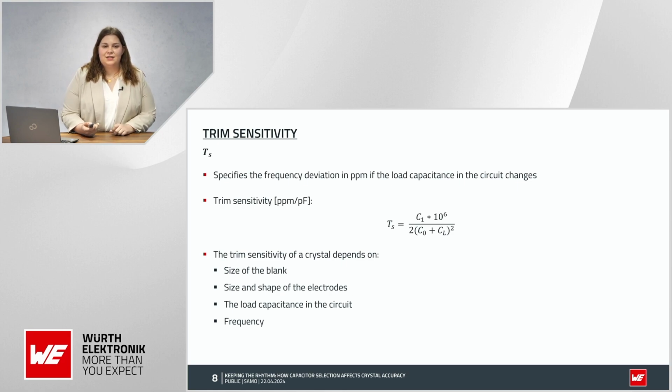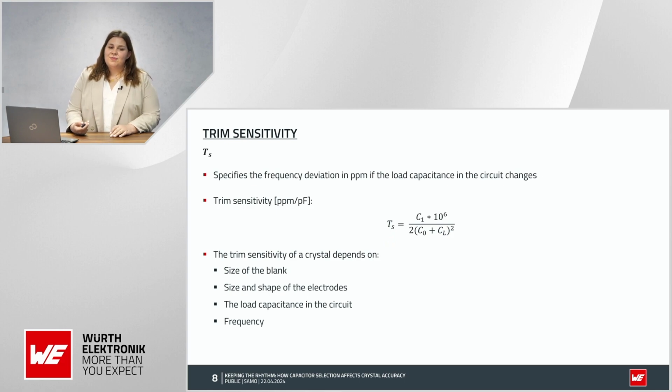So here you can see the formula for the trim sensitivity TS. And in the formula you can see C1, which we saw in the equivalent circuit. We have C null, also from the equivalent circuit, but we also have CL. And CL in this case really means the load capacitance the crystal sees in the circuit. So if you vary CL in your circuit, your trim sensitivity will also vary.